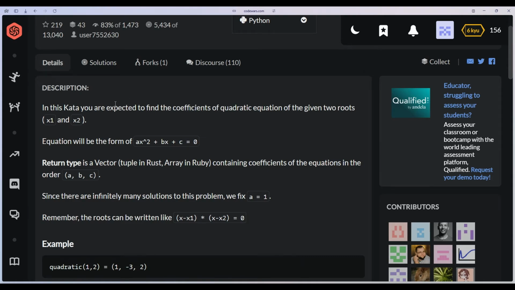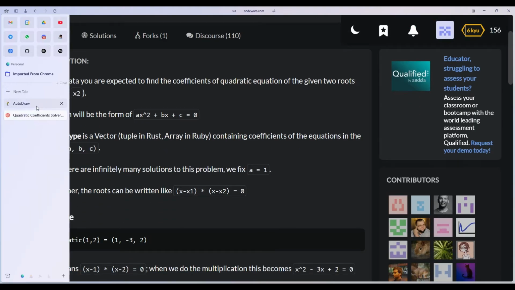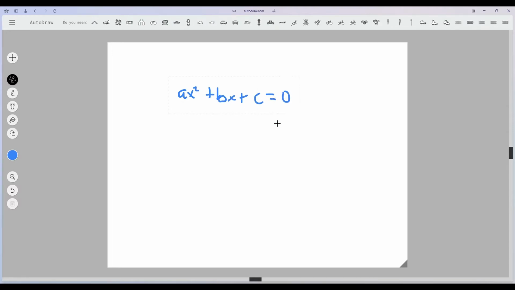So today's challenge is titled the quadratic coefficient solver. Now the whole idea is let's just understand how a quadratic equation works. So basically, if you have a quadratic equation of the form ax squared plus bx plus c is equal to 0, the solution for this quadratic equation can maybe be x is equal to d and x is equal to e. So a quadratic equation will have two solutions.